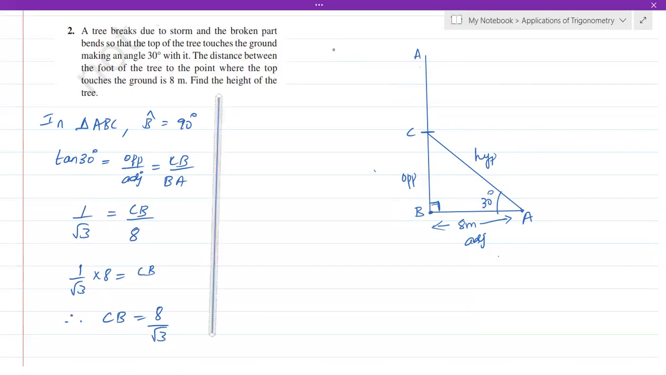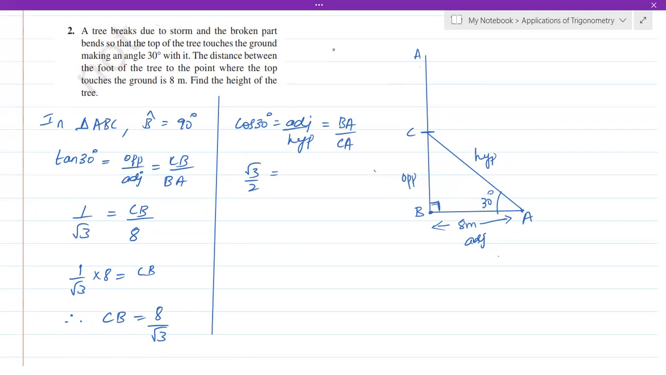Still, we have to find AC. Now, adjacent side is given. We have to find the hypotenuse. Let's use cos theta. So, cos 30 degree. Cos is adjacent by hypotenuse, isn't it? What is our adjacent here? Adjacent is BA, isn't it? And hypotenuse is CA. So we know that cos 30 is root 3 by 2.